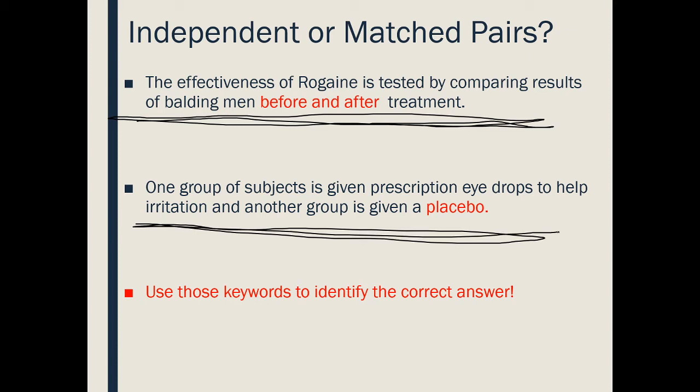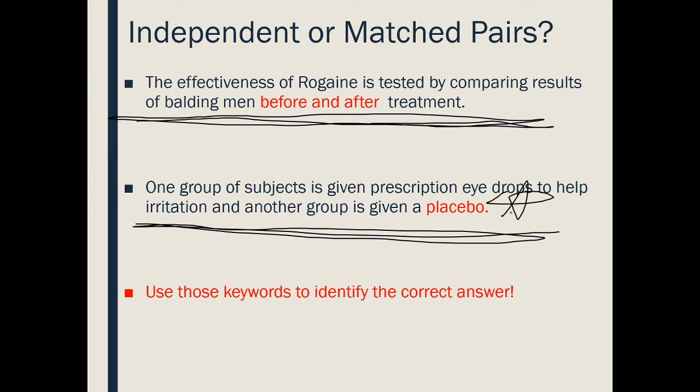The second example is one that we're going to work with today, which is independent, because you have one group that has one situation, and another group that has another situation. In this case, eye drops. One group has a prescription eye drop, one group has a placebo. There's no connection between them. They're both independent of each other, and we're going to compare their average results. So again, the second example is the one we're working with today, the independent samples.